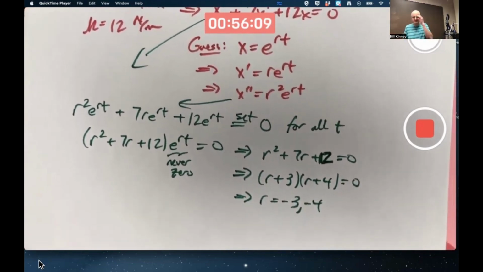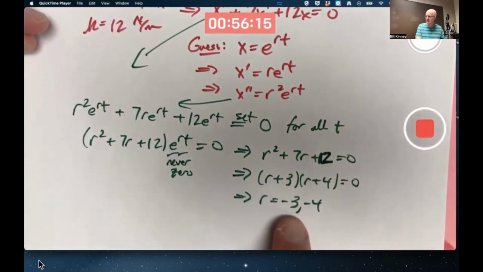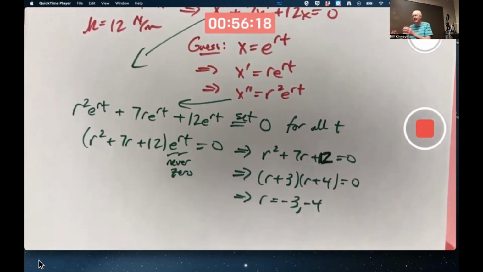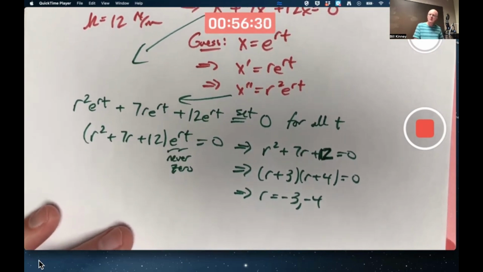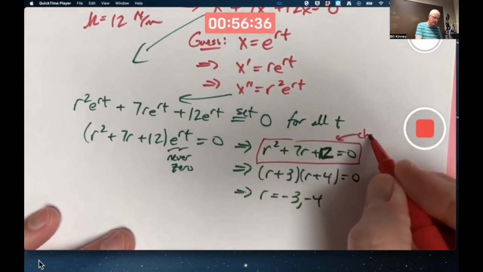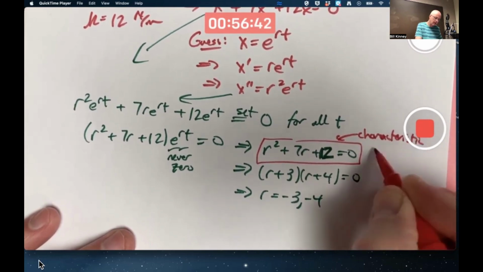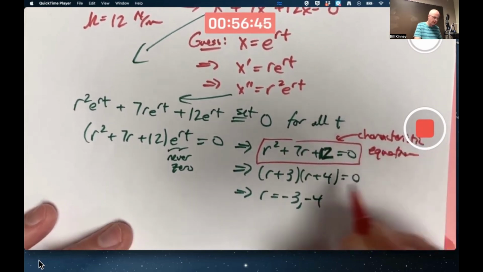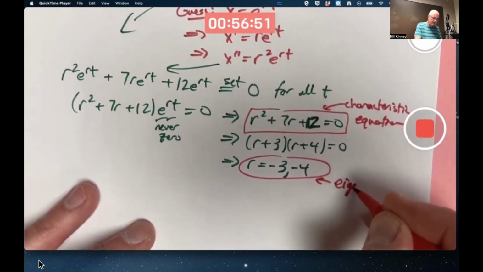What we've really done, logically speaking, is we verified that if this kind of function is a solution, the only way that's going to happen is if r is -3 or -4. We've technically not verified that -3 and -4 truly do work, though you can check it, they do. Effectively, this logic is reversible. These things have names. This is called the characteristic equation. And these numbers, -3 and -4, are called the, wait for it, the eigenvalues.